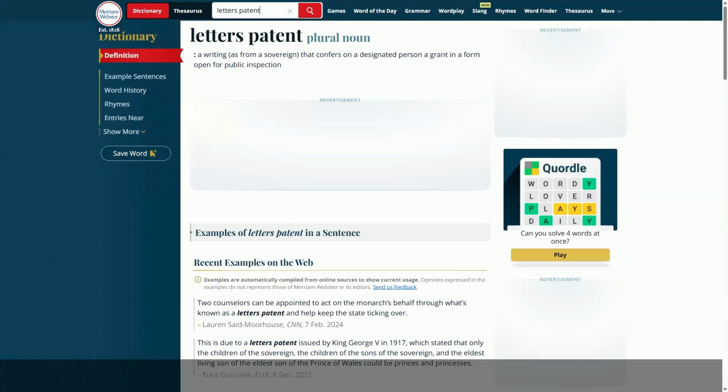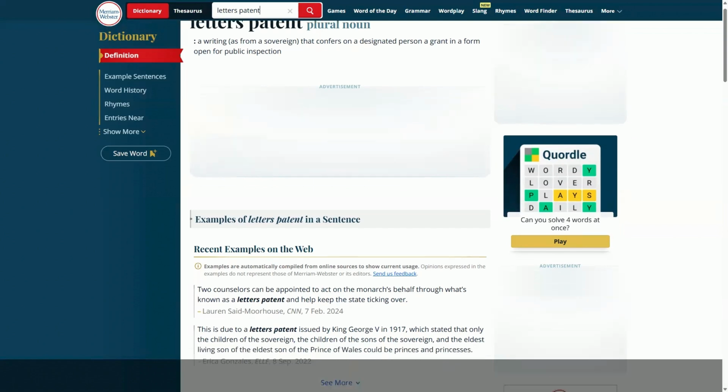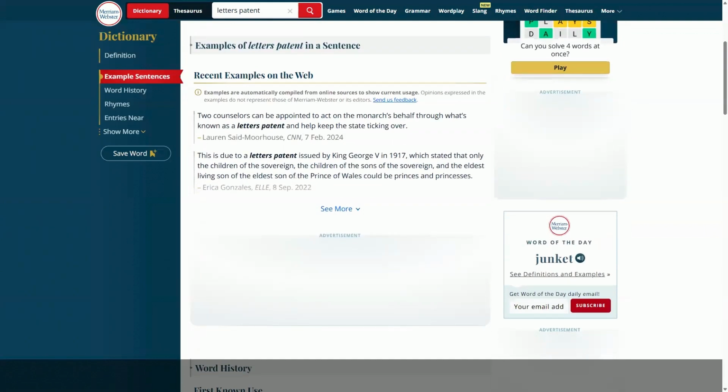Letters patent, a writing as from a sovereign that confers on a designated person a grant in a form open for public inspection. Okay, in this case, the sovereign they're referring to is the country, right? The sovereign confers on another sovereign a grant, and it's open for public inspection. And that's going to be important when we go to claim the land patent, because we're going to let the public inspect what we're doing. We have to give notice, and we will. And the public will have a chance to inspect what we've done.